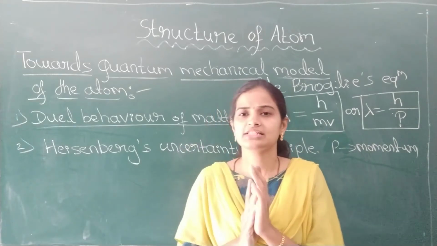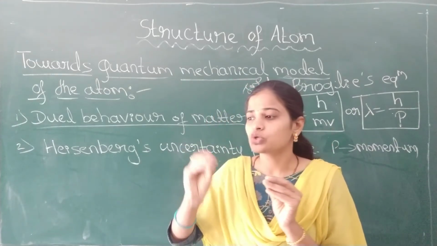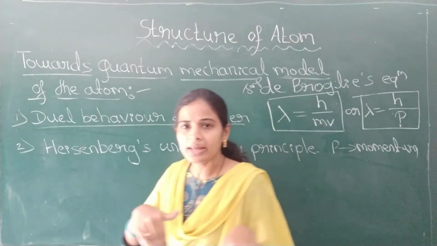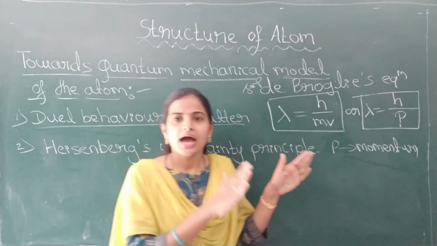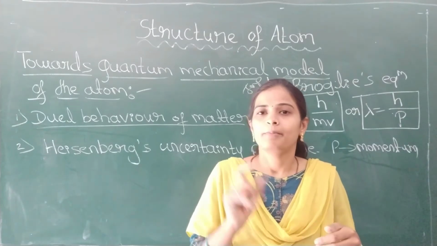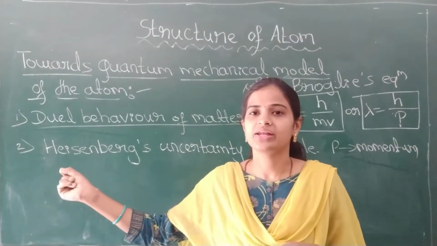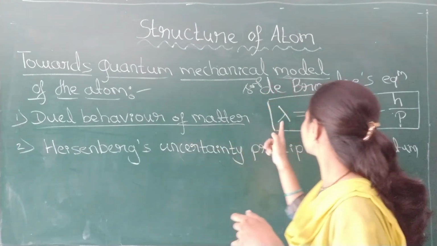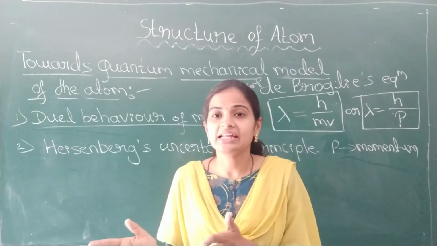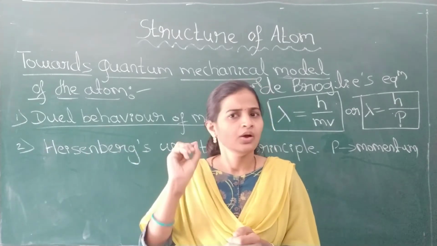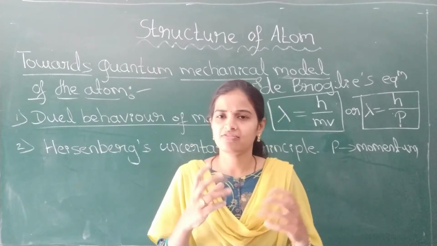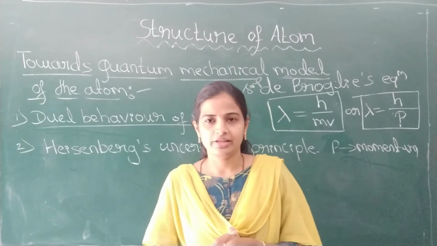Every matter will show wave-like behavior. See, I am also an example of matter. When I am moving, I am moving in a wave form. But why can't we see the wave? Because when the mass increases, its wavelength decreases. Both are inversely proportional. We know the mass of the electron is very, very small. Therefore, it has a greater wavelength.